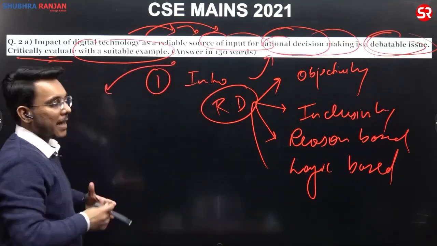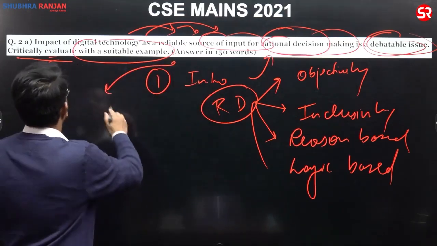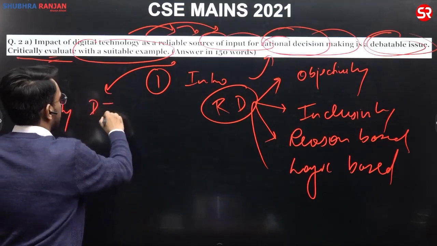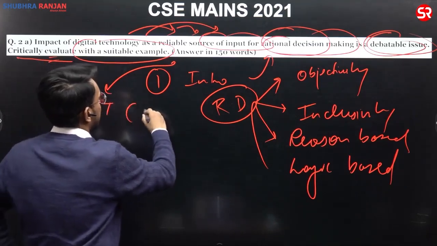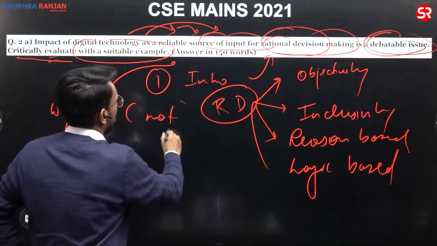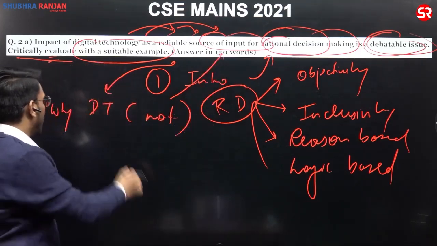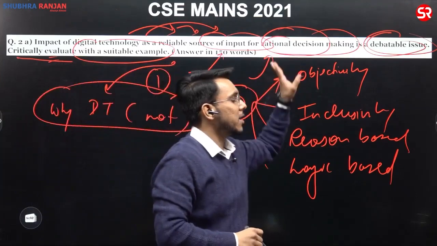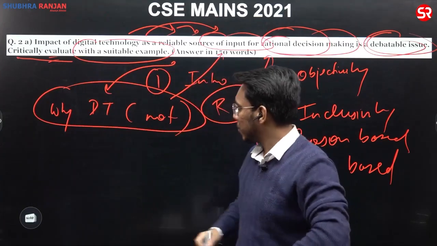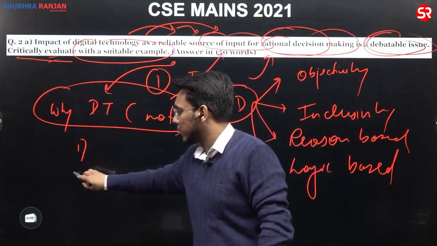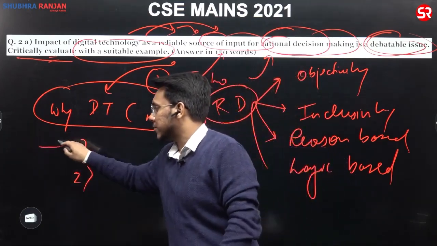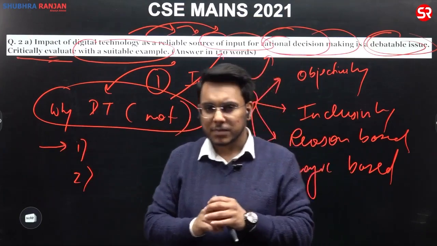Now, jumping directly onto the demand of the question. First, we'll discuss why digital technology is not a reliable source of input. Why digital technology is not a reliable source of input for rational decision making. Right? Why they are not? Now, into this particular thing, I will give certain arguments here. The first one which we can talk about.